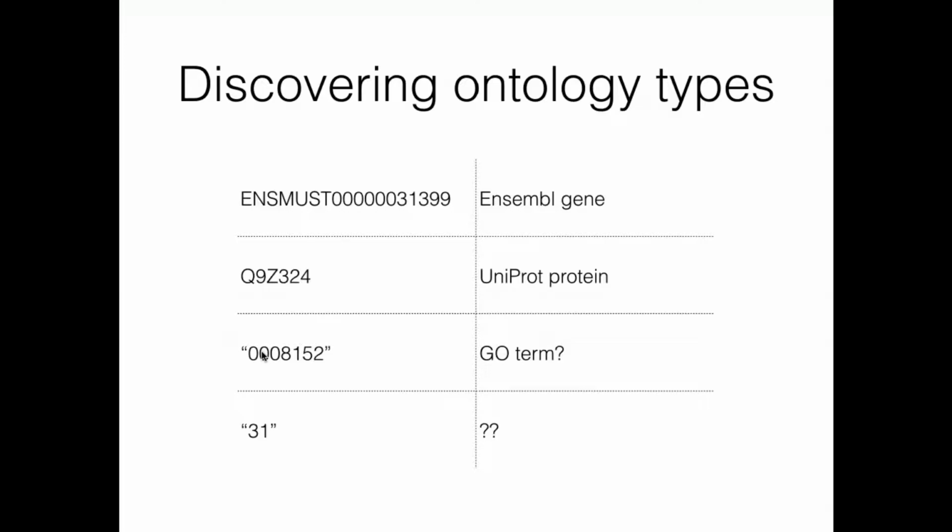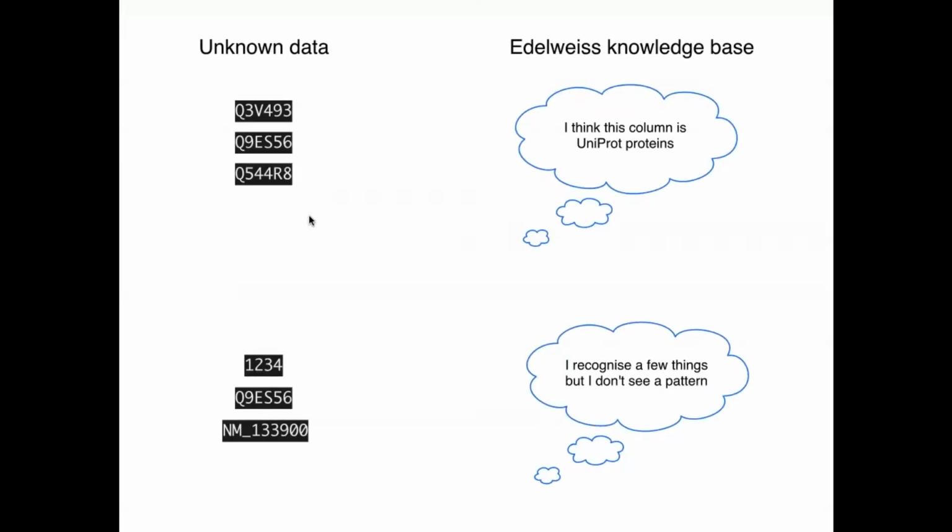Similarly, I may guess that this third value here, 0008152, could be a GO term based on the length and the format. But I'm not as confident about this because it's quite generic and it might be something else as well. But let's say I'm 60% confident that it's a GO term. And then I see a number, 31. And that's of course useless because without any further context, I don't really know what 31 means. So sometimes by looking at the pattern, you can really guess what it is, and sometimes you can't. So context helps, and patterns also help.